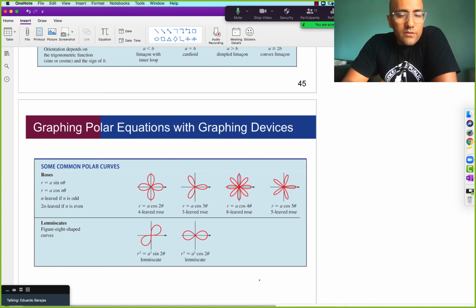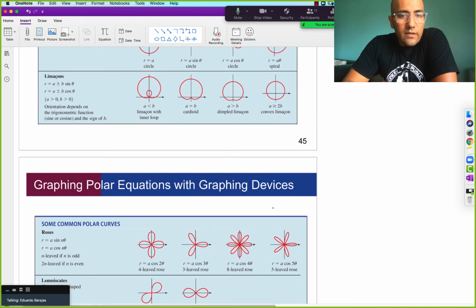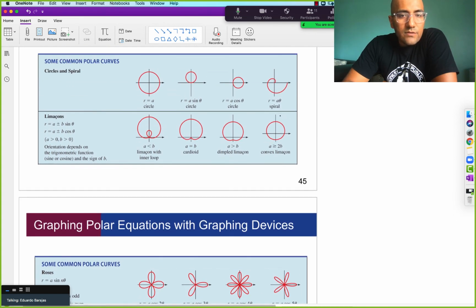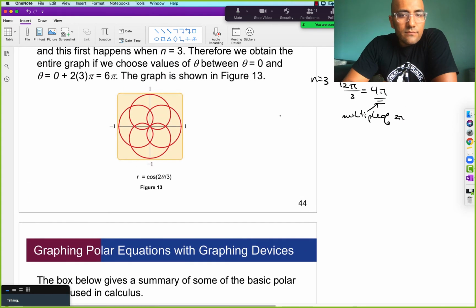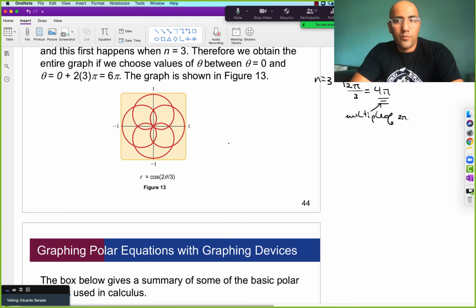Okay, so these are just some of the standard ones, or you can use technology and get a good variety of things, like this one. But that's about all we need to do with polar equations. So last chance for any questions on polar. We're all pretty good with it? Doing okay?